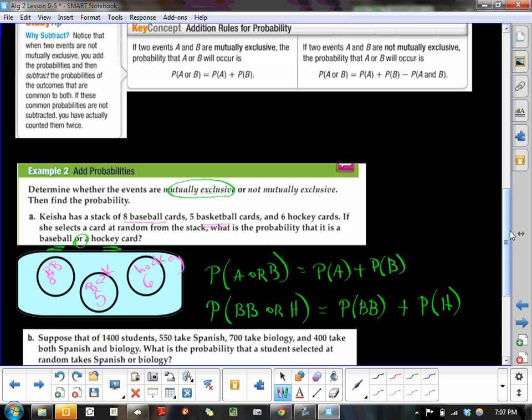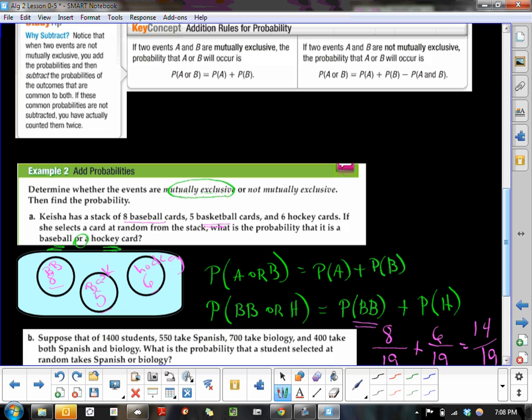So let's look at our number of favorable outcomes. So now we're calculating probability. In order to figure out the probability of finding a baseball card, we figure out how many baseball cards there are, of which there are 8 favorable outcomes out of the total number of outcomes. So now I've got to do some little totaling. We have 8, 5, and 6. So that's a total of 19 outcomes, plus the probability of getting a hockey card. Well, there are 6 favorable outcomes. There's 6 hockey cards, and there's still 19 cards.